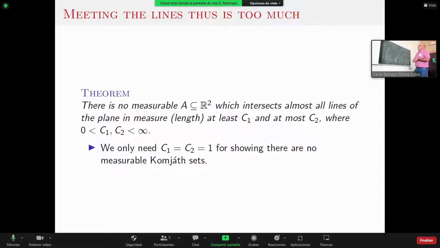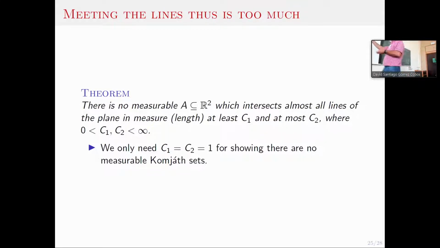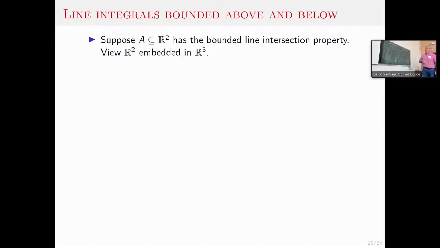If we have any measurable set A in the plane which intersects almost all lines, we don't have to do it for all lines, at a length which is between two positive constants, it doesn't have to be exactly 1, let's say between 1 and 2, no matter which line you look at, this is not possible. And we get the Kakeya result by choosing C1 and C2 equal to 1, but it's more general than that. Suppose we have such a set, which has this bounded line intersection property.